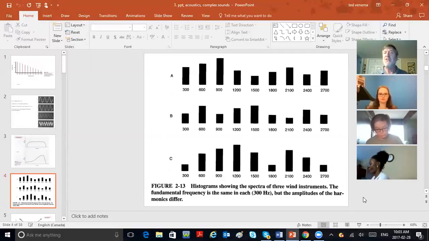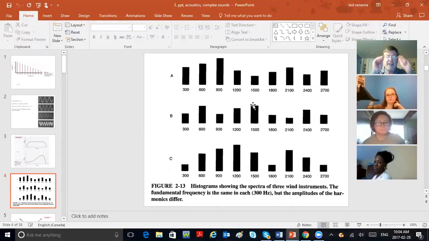Here's another set. Here are our three spectra, A, B, and C. Three different complex sounds are shown here, and each one has the same fundamental frequency. Look at that, 300 hertz. And they all have the same harmonics, don't they? Identical harmonics, 600, 900. Remember what harmonics are? Equal multiples of the fundamental frequency. 300 hertz, the next one 600, the next one 900, 1200, and so on.